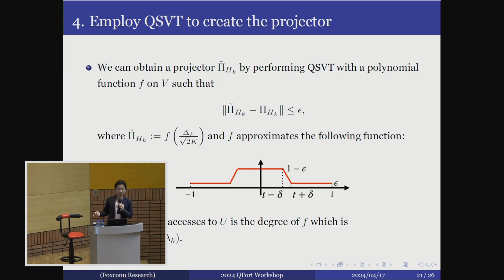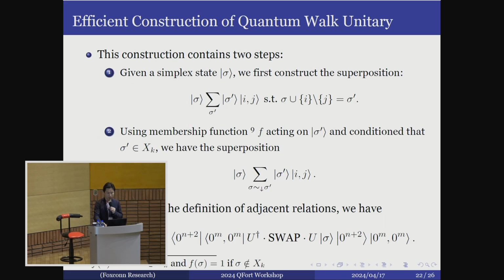Once we have V, then we can use quantum singular value transformation on V, and the purpose is to create a projector. So we use a function that mimics a step function, in a sense. And in order to get a good error epsilon, you have to access this quantum walk unitary this many times. So this part is very standard.